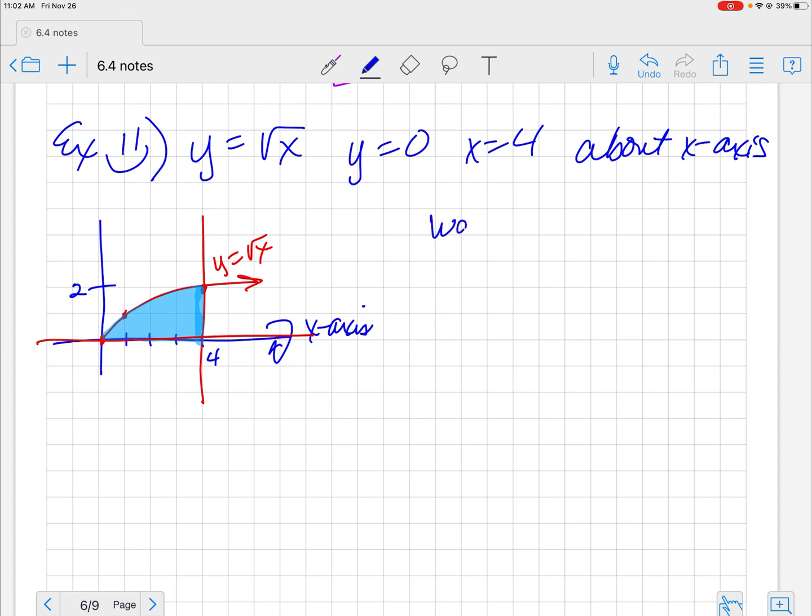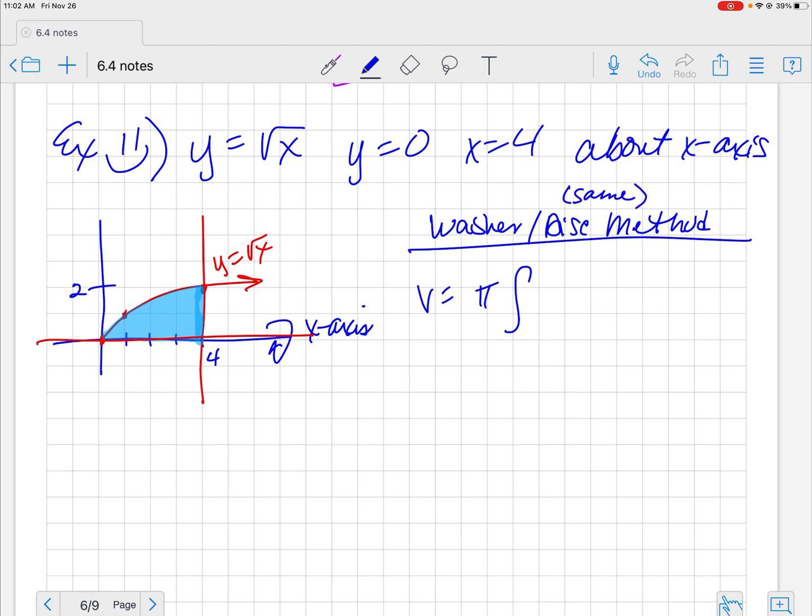So if I have the washer disk method, that is pi r squared. So volume is going to be pi, and if I'm at dx, because I'm going around the x-axis, I'm going to go from 0 to 4 because my differential is dx. I've got pi out front, and then my radius here is going to be that function, so this is x to the 1/2 squared. I'm going to bring that dx in here a little bit.